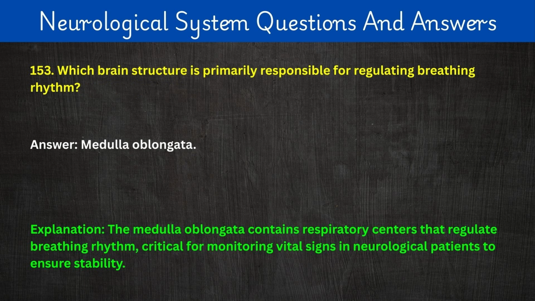153. Which brain structure is primarily responsible for regulating breathing rhythm? Answer: medulla oblongata. Explanation: the medulla oblongata contains respiratory centers that regulate breathing rhythm, critical for monitoring vital signs in neurological patients to ensure stability.